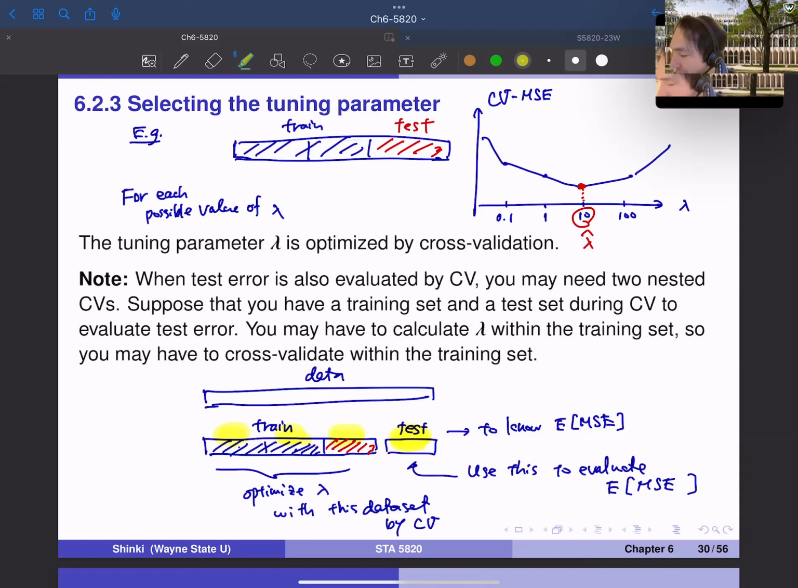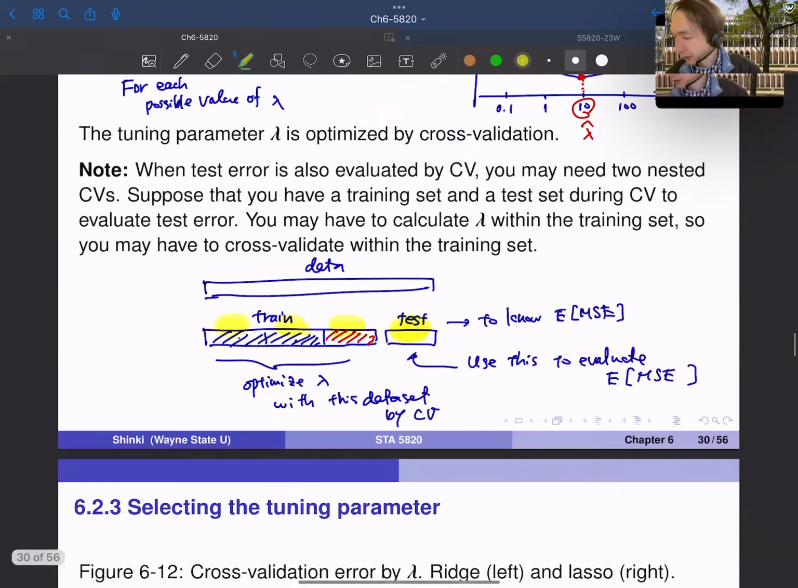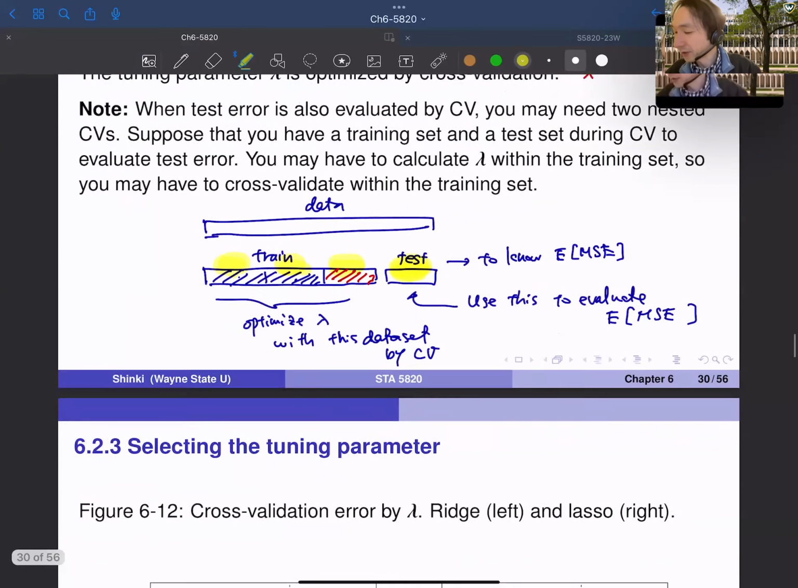And we choose another 3 subsets. Then we optimize lambda in the same way, but we get a different lambda. Then we use the other data set for test. So it's a pretty complicated procedure. I don't know what's the best way, but the point is that we need 2 layers of cross-validation, or the validation approach if we have lambda.